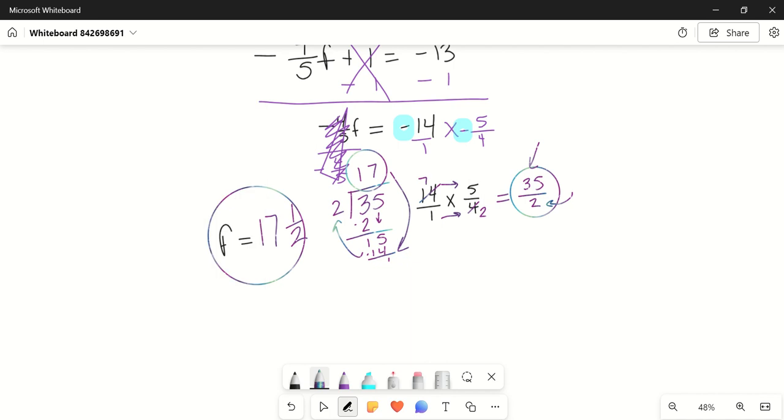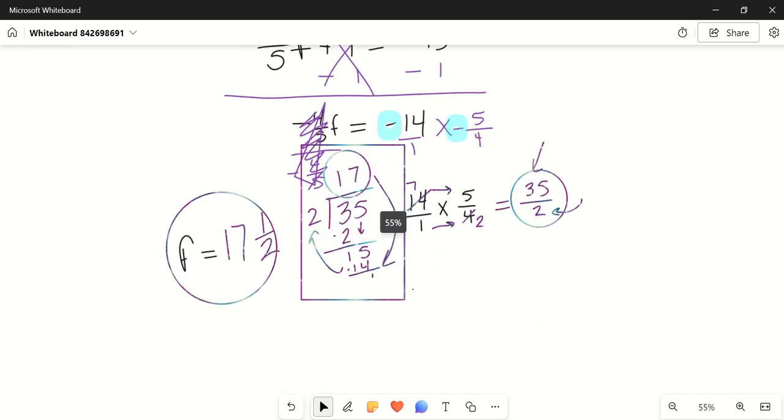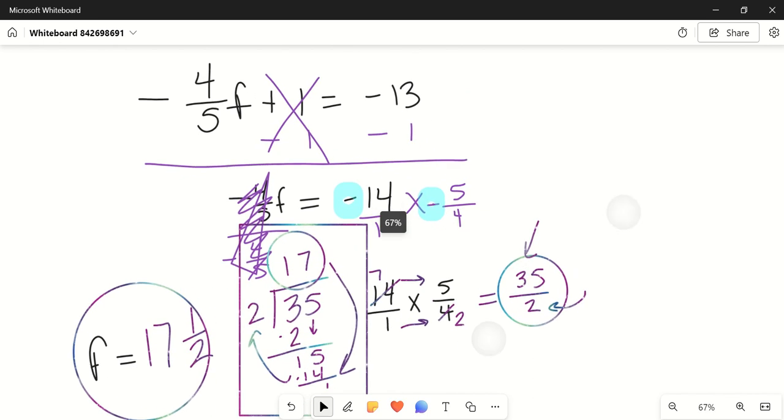You could have done that, or you could have just done this to show your work, because that's the most important thing, right? On your homework, if you're not showing your work, am I stamping it or signing it? Absolutely not. So make sure that you show all of your work.